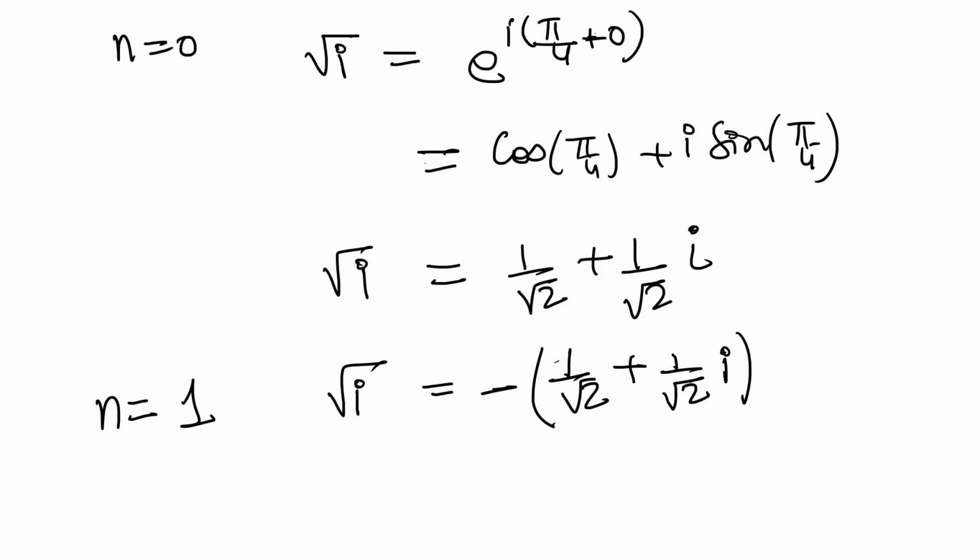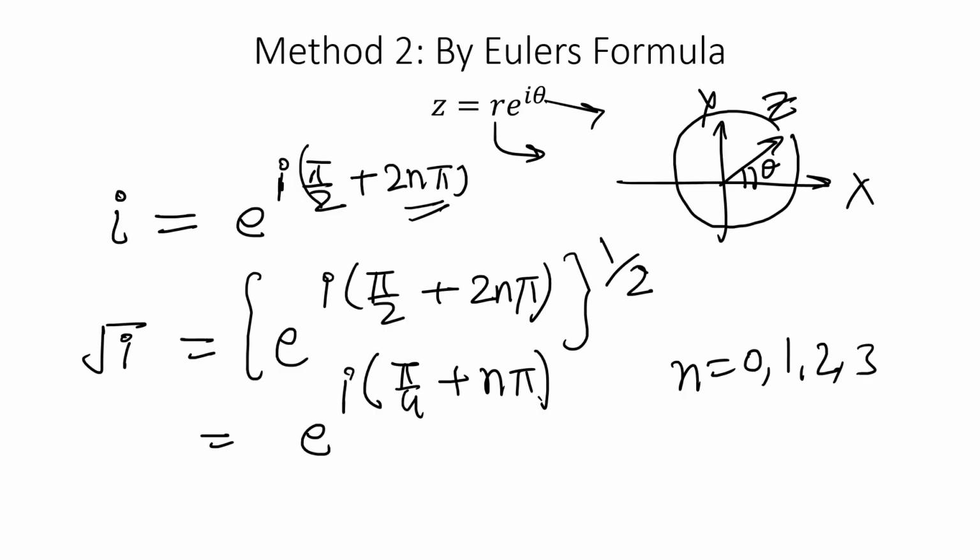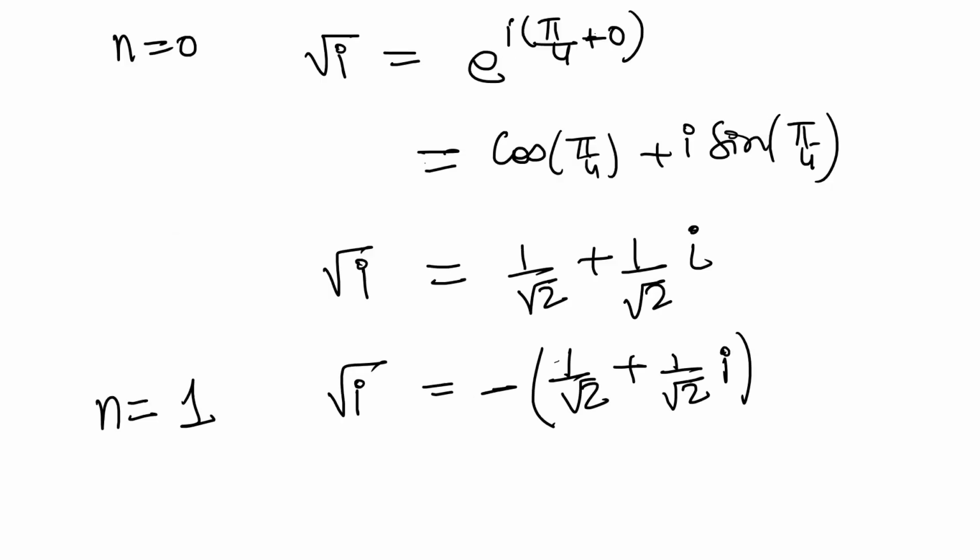Now, what happens if we substitute higher values of n or lower values of n? You can try it as homework. What you will get is that since we have only two unique values for the square root of i, the remaining answers will be just a repetition of these values. And why are we getting repetition of these values? Because of the idea that we discussed, that upon adding 360 degrees to a complex number, you reach the same point from where you started. So these are the only two unique answers that we get.